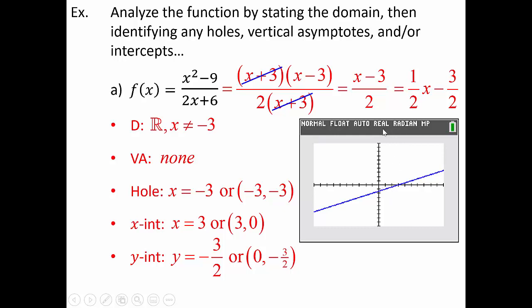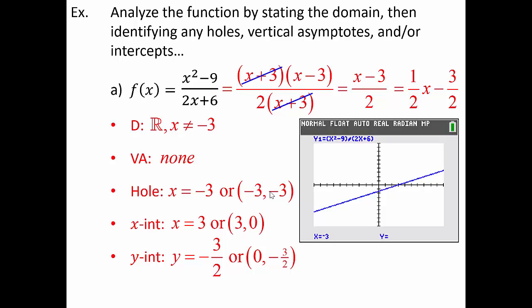This is indeed the graph of a line, but it's not an entire line because there's a hole at x equals negative 3. If you trace negative 3 on your calculator just to make sure, trace negative 3, I'm going to get no answer for the y value because indeed there is no answer for this function. There is a hole at x equals negative 3. Negative 3 is not a point on the function.